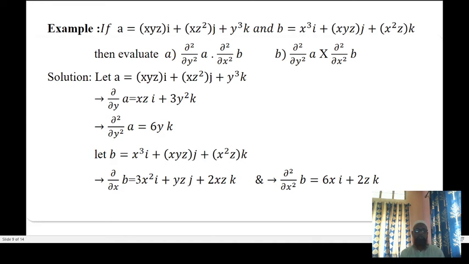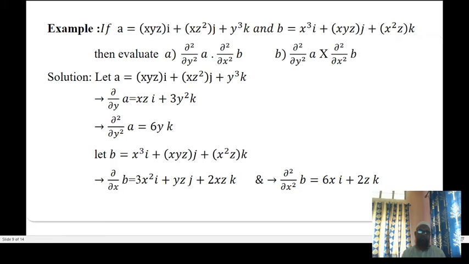Next example: if a equal to xyz i plus xz² j plus y³ k and b equal to x³ i plus xyz j plus x²z k, then evaluate (a) ∂²/∂y² of a dot ∂²/∂x² of b. Second one, (b) ∂²/∂y² of a cross ∂²/∂x² of b.